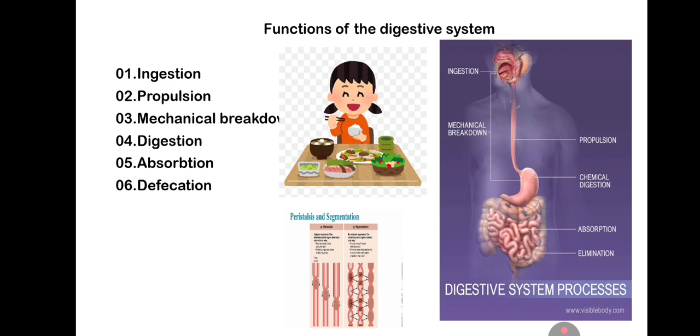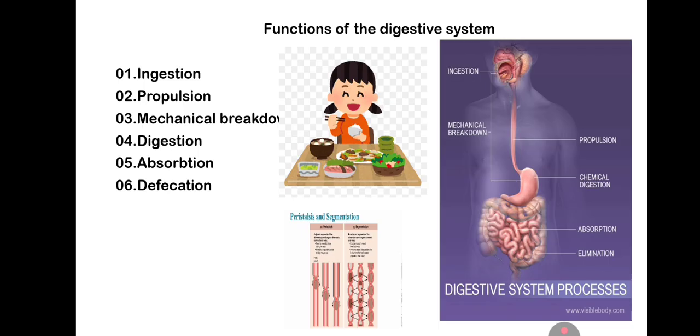Then the second one is propulsion. It begins when you swallow the food and continues with involuntary peristalsis movement, so it's related to the autonomic nervous system. The action of propulsion is pushing food down along your GIT tract from the pharynx through your esophagus and down to your stomach, and eventually through your intestine and out of your anus. That happens with the help of actions called segmentation.